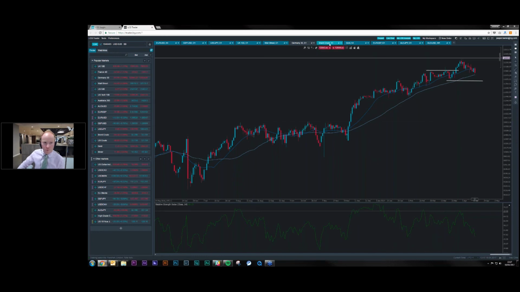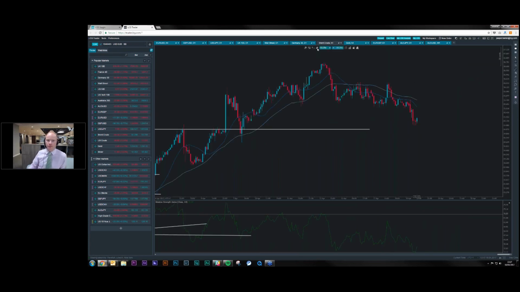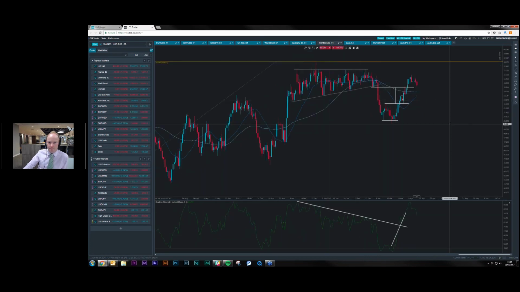Moving swiftly on to Brent crude. I have to say this is one where our chart analysis was pretty bang on, but maybe we relied a little bit too much on the fundamentals for our general outlook here.